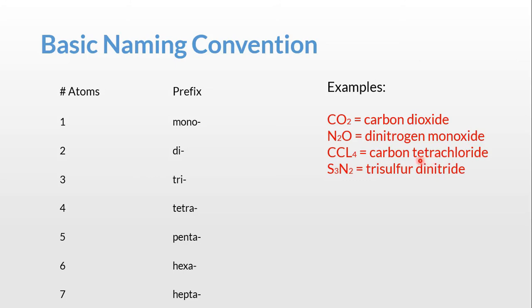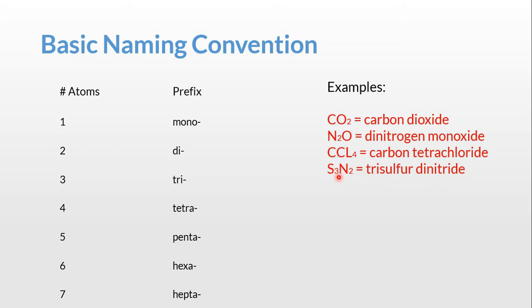Calcium chloride. Carbon chloride. We have four chlorines, so carbon tetrachloride, four chlorines. And trisulfur dinitride: we have three sulfurs and then two nitrogens. The nitride comes last, and then trisulfur. Sulfur appears on the left side of the periodic table before nitrogen, so trisulfur dinitride.